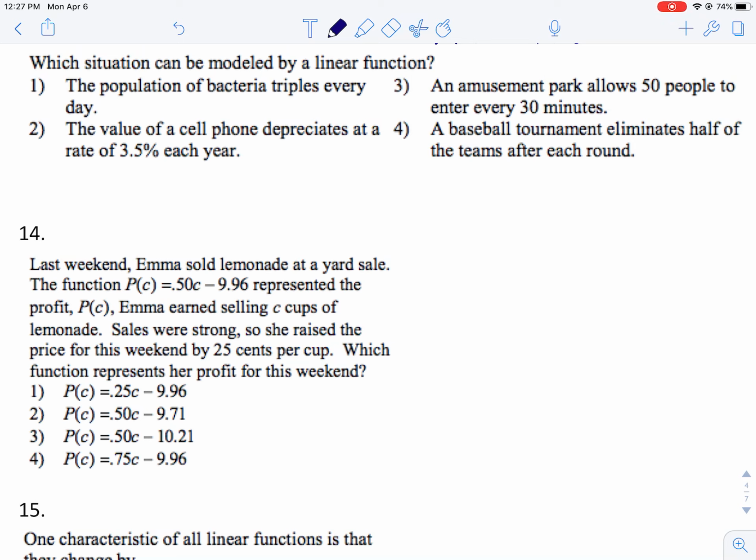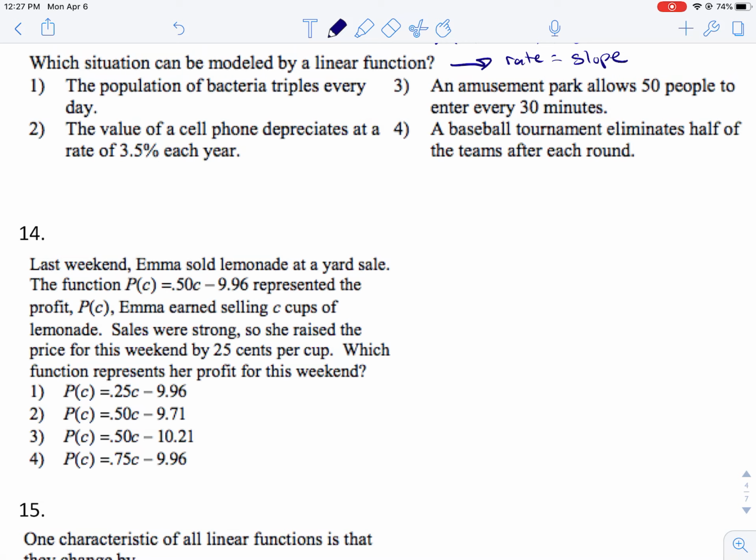All right. Let's take a look at number 13. Which situation can be modeled by a linear function? So we're talking about linear functions again. They have a special name for that rate. They call it the slope. And we've got to remember that in a linear equation, your slope is always constant. It's that constant rate of change. So let's take a look at which one of these problems has a constant rate of change.